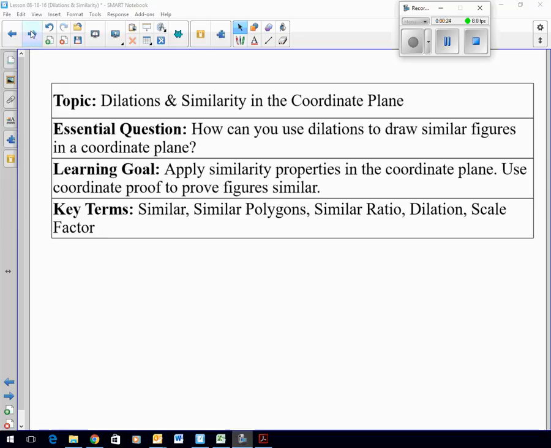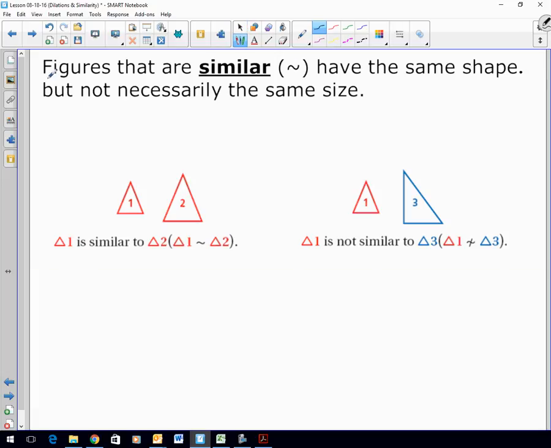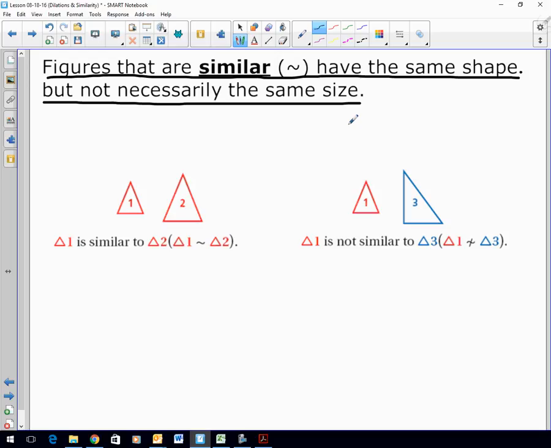Okay, first up, what we got? Figures are similar if they have the same shape, not necessarily the same size. Okay? So what you need to write down, you need to write down this part. Figures that are similar have the same shape, but not necessarily the same size. Okay, use your brain here. Are shape 1 and shape 2 the same shapes? Yes. Do they have different sizes? Yes. Okay, that means that they're similar.